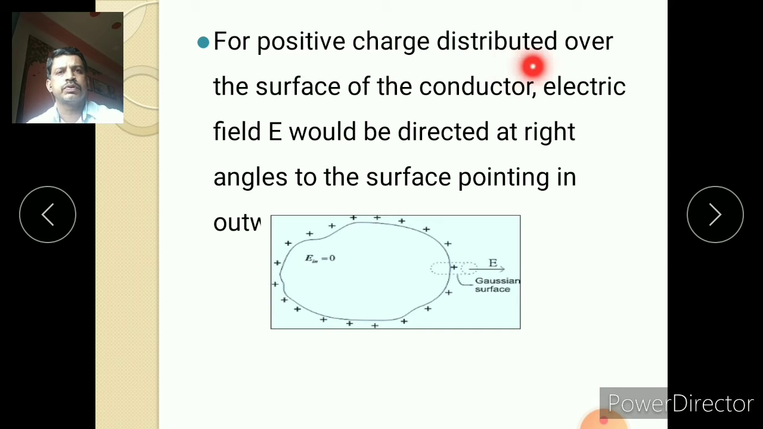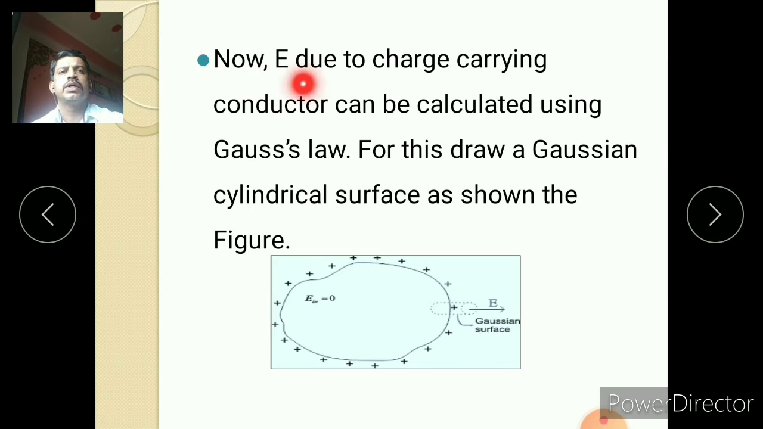For the positive charge distributed over the surface of the conductor, the electric field E should be directed at right angles to the surface, pointing outward. So here it is shown that the electric field is pointing outward, and here we consider the Gaussian surface. Now E due to the charge-carrying conductor can be calculated using Gauss law. For this, draw a Gaussian cylindrical surface as shown in the figure.